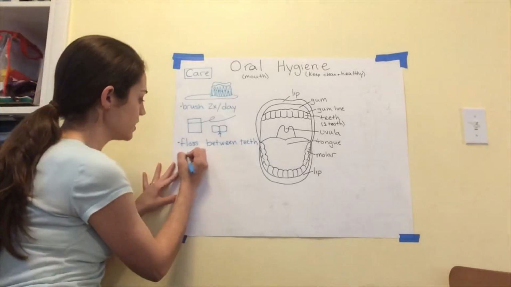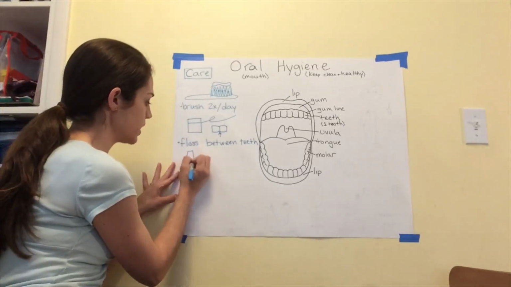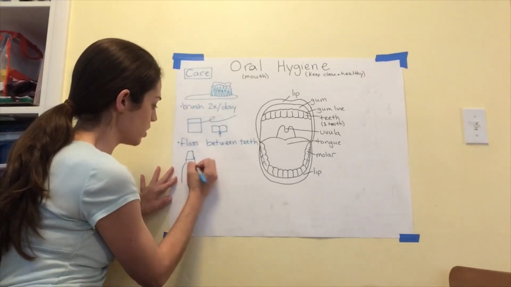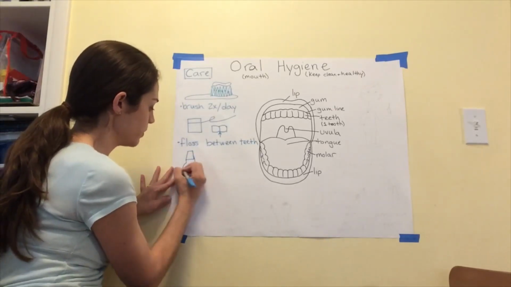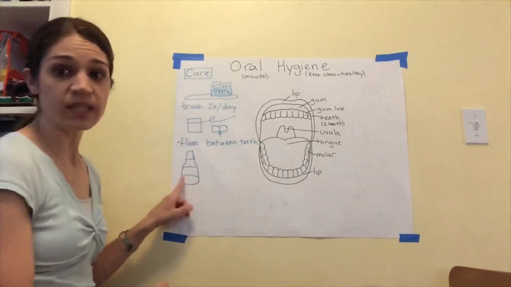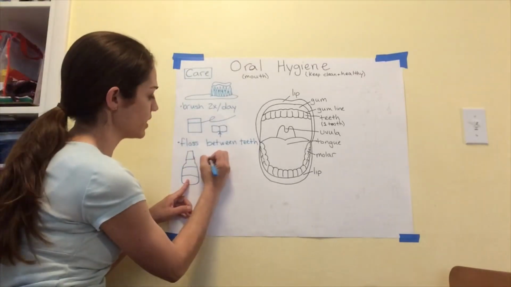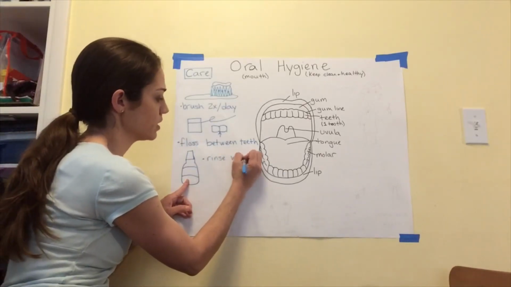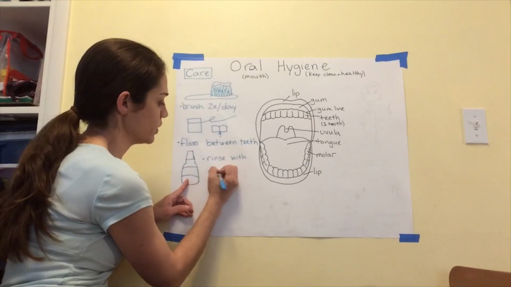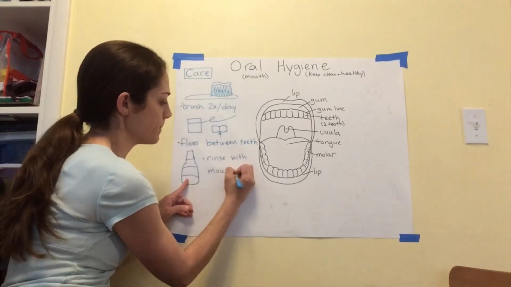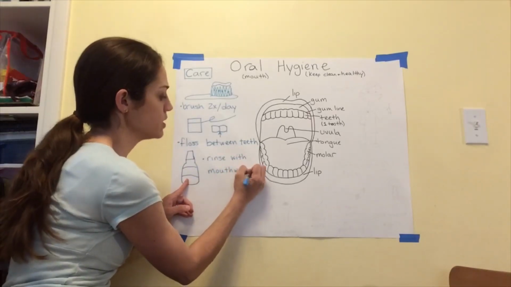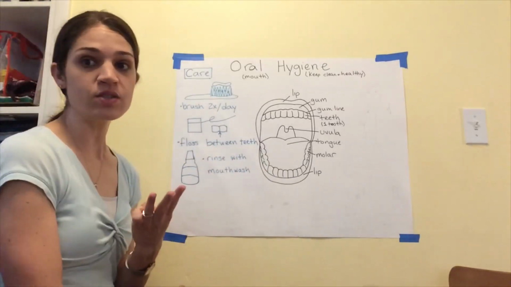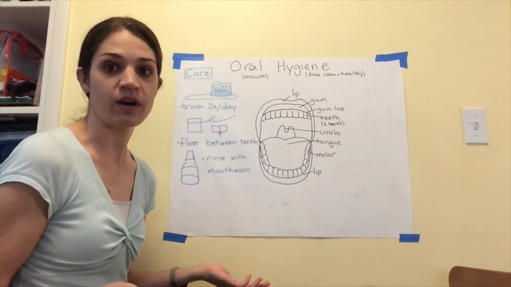All right, the last thing that you can do to help take care of your teeth is rinse with something called mouthwash. Mouthwash is a special liquid that has fluoride in it, and fluoride helps our teeth stay clean and strong. So we can rinse with mouthwash. Say that with me. Rinse with mouthwash. Those are the 3 things that we can do every day to take care of our teeth.